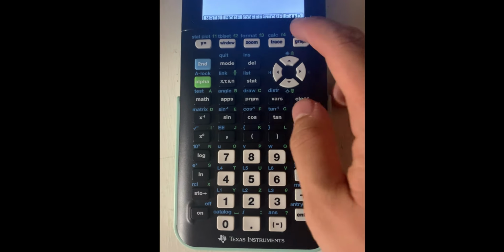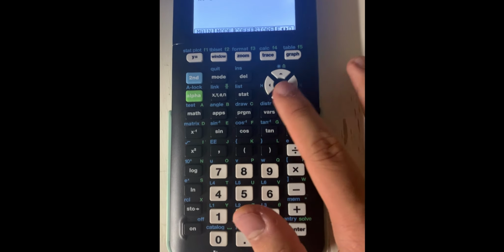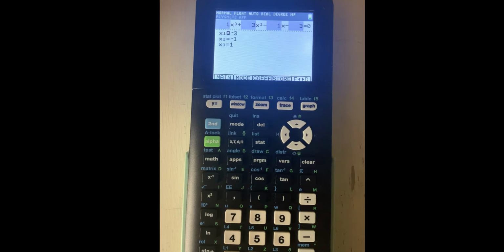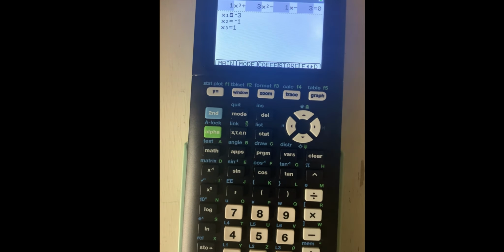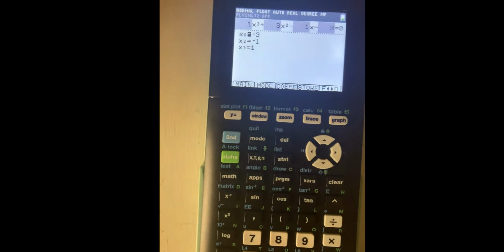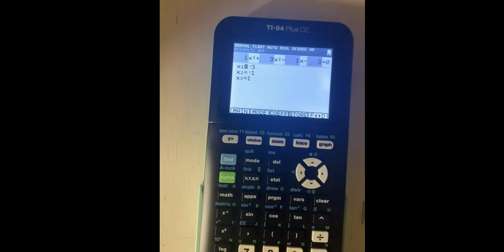And if you solve this equation, press the graph button, and you get that the roots of this equation are -3, -1, and 1. So yeah, this is one way to do it. You can get the answers first. So now that you know what the answer is, it's easier to do things algebraically.